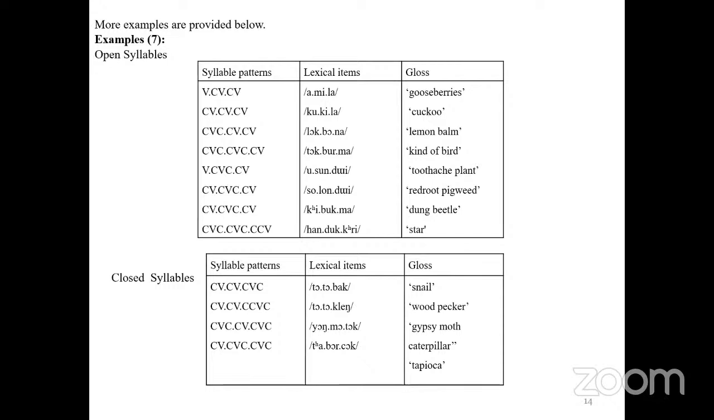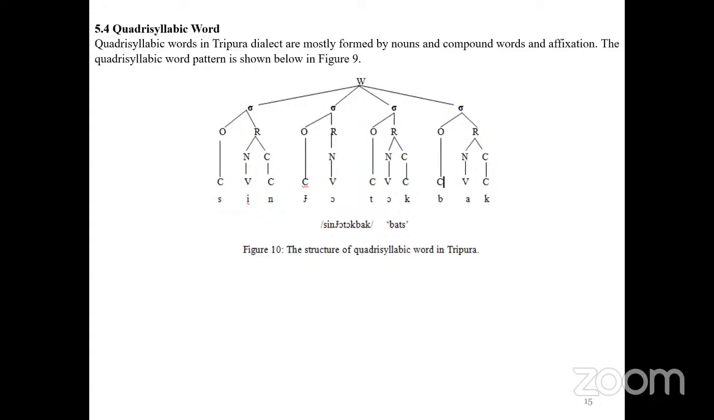So these are the quadrisyllabic words found in this dialect. And again, these are mostly formed by nouns and compound words or affixation. So here, Sinzo Tokbak. Sinzo is a rat and Tokbak is a butterfly. So this is one kind of compound word, and here it means bats.